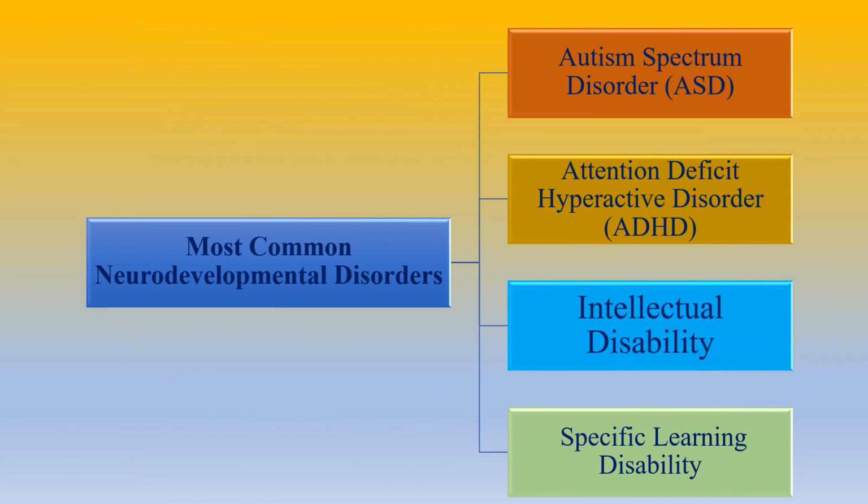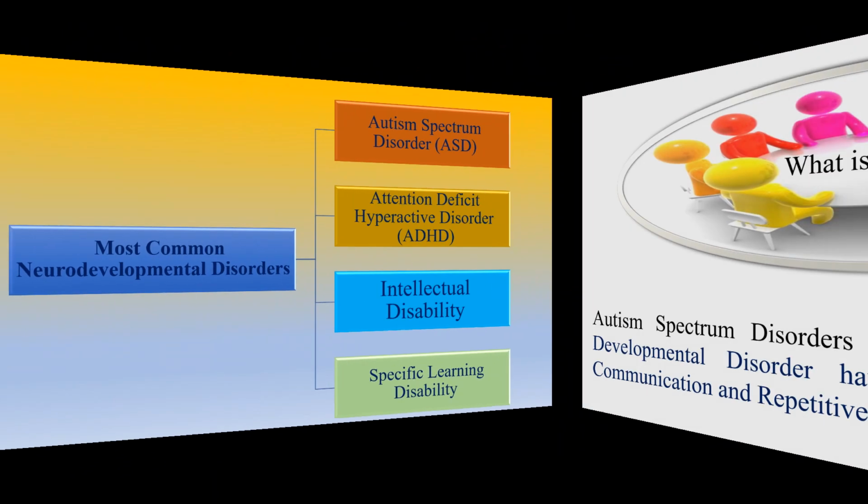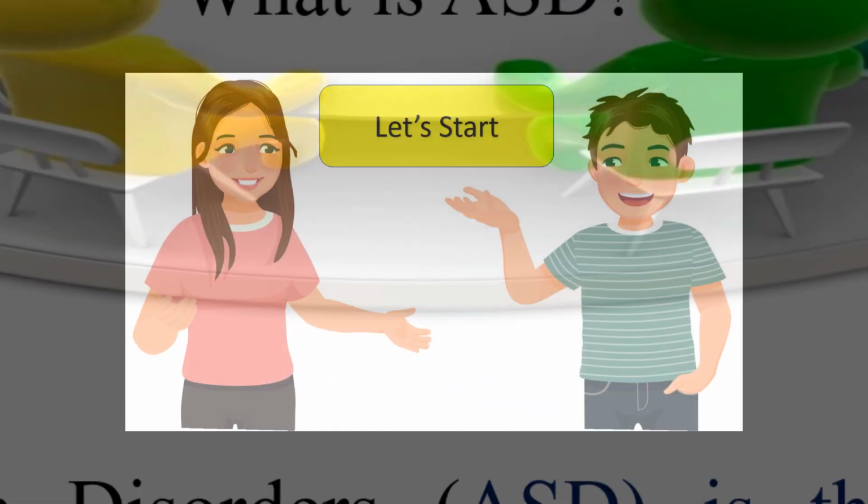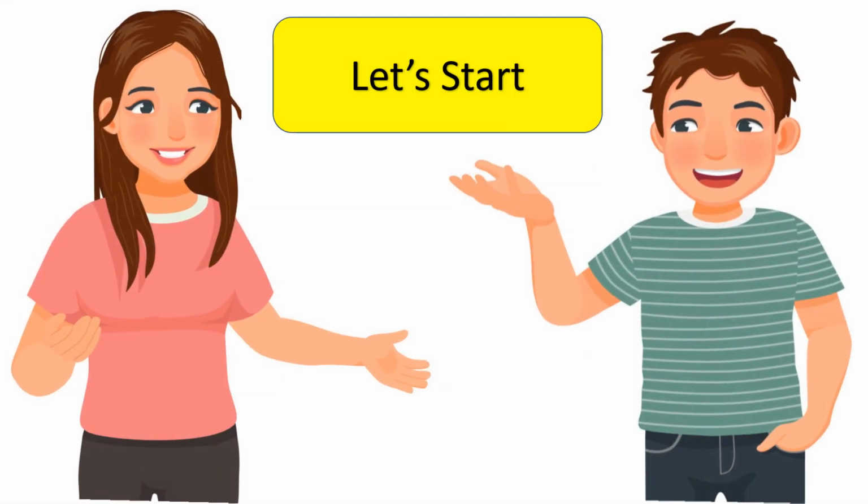Most common neurodevelopmental disorders are autism spectrum disorder (ASD), attention deficit hyperactive disorder (ADHD), intellectual disability, specific learning disability. What is ASD? Autism spectrum disorder is the most common developmental disorder having problem with social communication and repetitive behavior. Let's start.